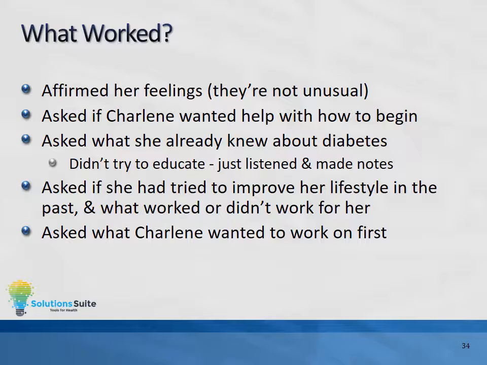Mike affirmed Charlene's feelings and mentioned that some people feel that way when they get news like this. He asked Charlene if she wanted help deciding what to do about this new diagnosis. When Charlene said yes, he asked her what she already knew about diabetes and listened to her reply. He also asked if she had tried to improve her lifestyle in the past and what worked or didn't work for her. Next, he asked Charlene what she wanted to do first.